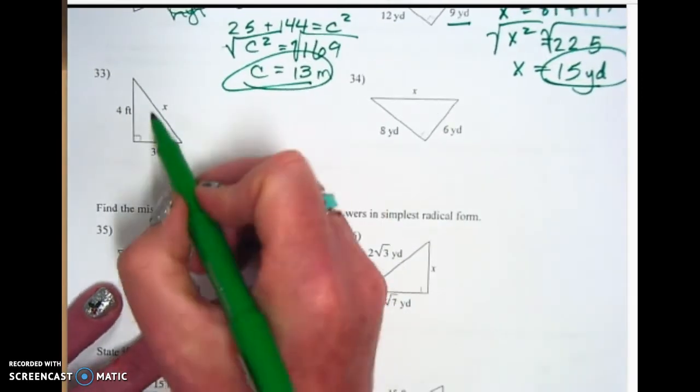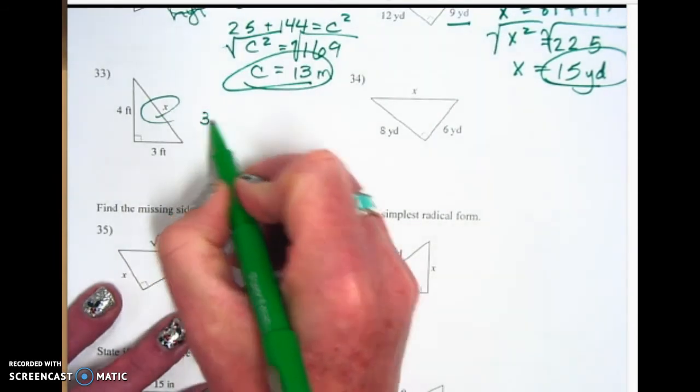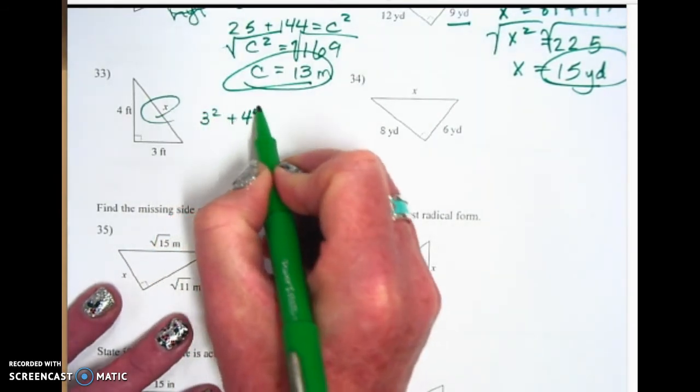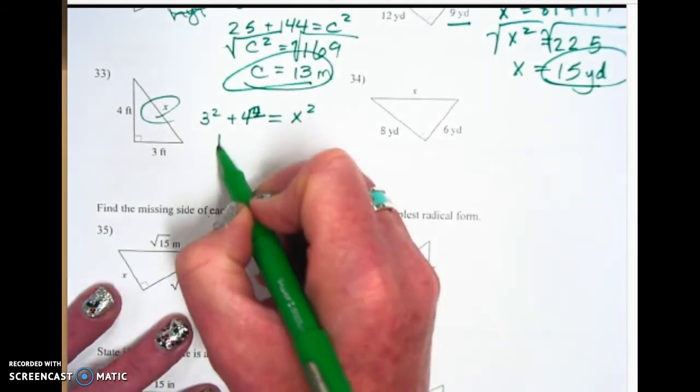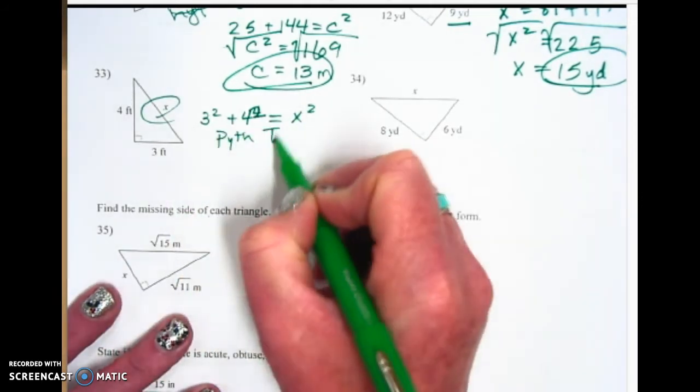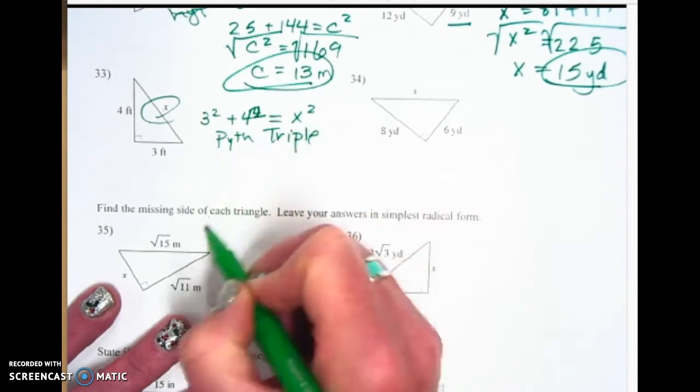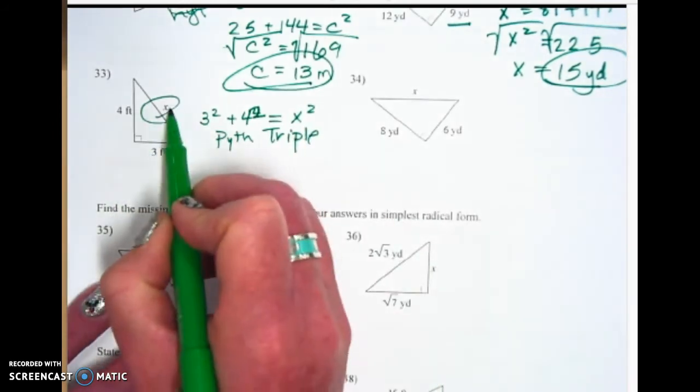All right. Hypotenuse missing again, so we're going to say 3 squared plus 4 squared equals x squared, but I know this is already a Pythagorean triple. That means it should be a 3, 4, 5. So if this is 3 feet, this is 4 feet, that's got to be 5 feet.